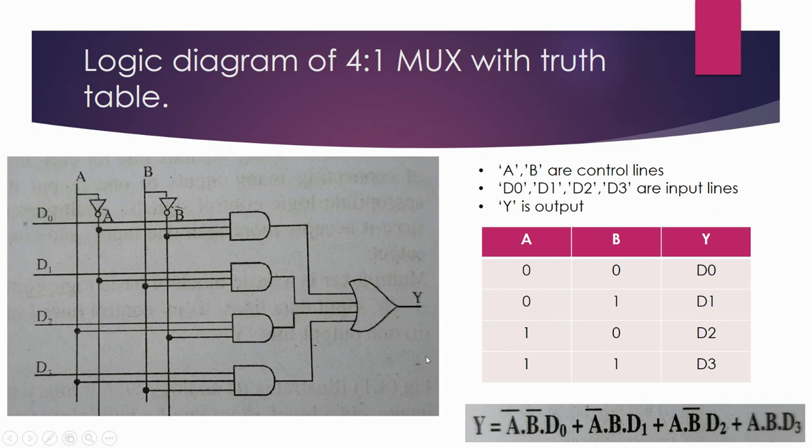Okay, so here is also the equation for the 4 to 1 mux output. When both the inputs are 0 0, D0 is selected. When A is 0 and B is 1, D1 is selected. When A is 1 and B is 0, D2 will be selected. When A and B both are 1, D3 will be selected.